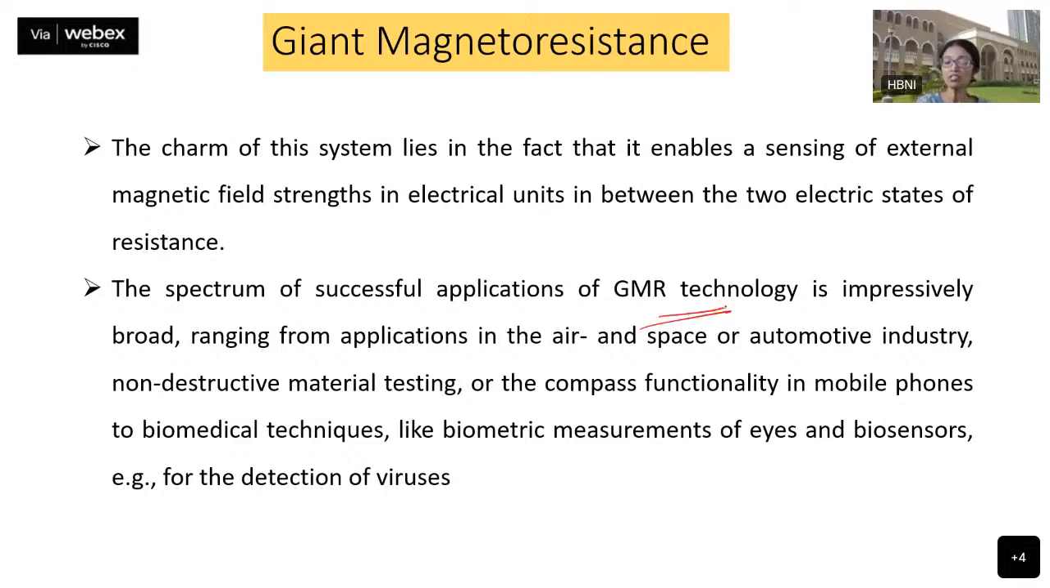This GMR technology finds a lot of application in the air and space and automotive industry, and in non-destructive material testing. The compass functionality in your mobile phone is basically due to the GMR effect. A GMR type of material is there in your mobile phone, which enables this compass functionality. Several biomedical techniques use GMR, like biometric measurements of eyes and biosensors for the detection of viruses. So for all these things, what you need is GMR materials.